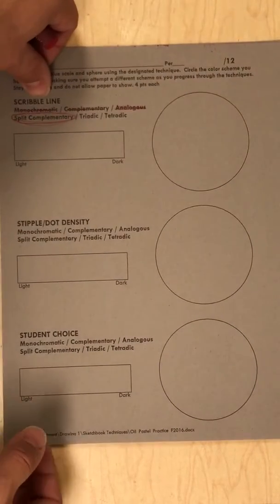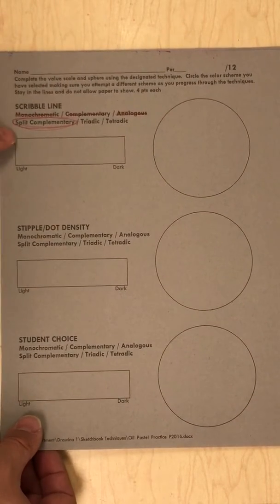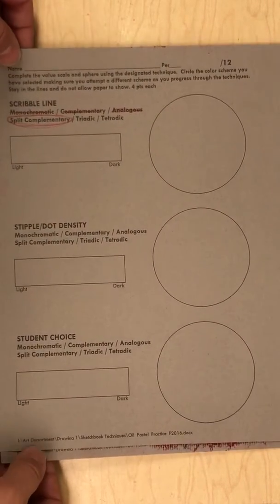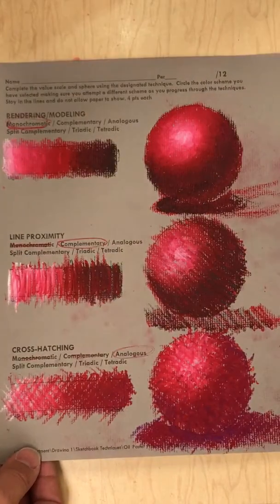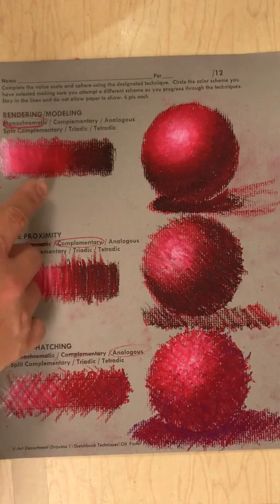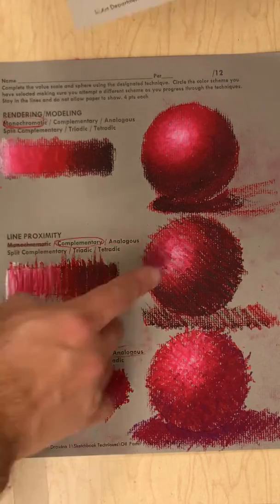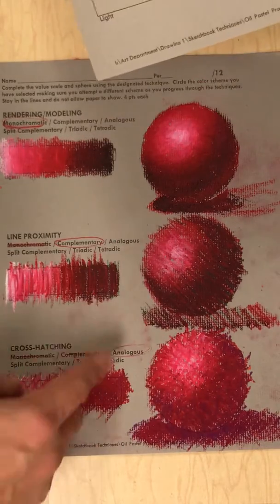Now that I've completed the first page of this exercise, I'm going to move on to the second page with my scribble line using the split complementary. Just to remind you, these are the other three, so you could see the difference in textures and in how the color schemes affect the red. It's the same red, different color scheme. Same red, same sphere, different textures. Okay, so you can see the difference.